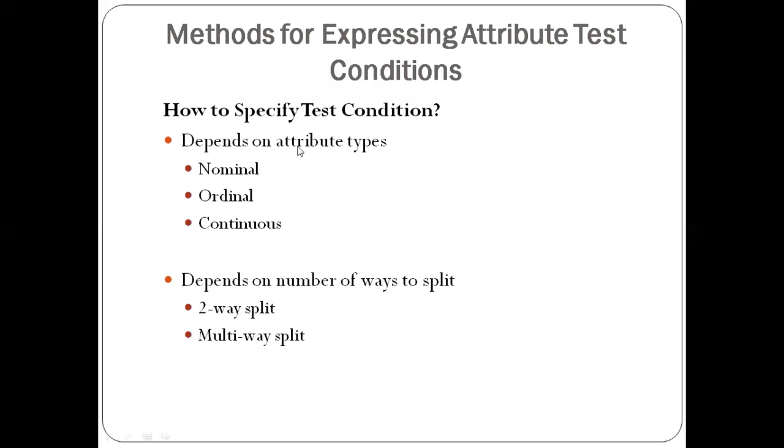One is based on the attribute type, that is whether it is nominal, ordinal or continuous. Based on that we can specify the test condition. The second is based on the number of ways to split the data. Either we can split the data into two class levels using a two-way or binary split, or we can split the data records into multiple class levels using a multi-way split.